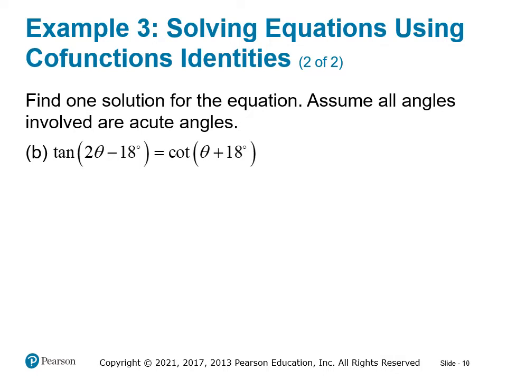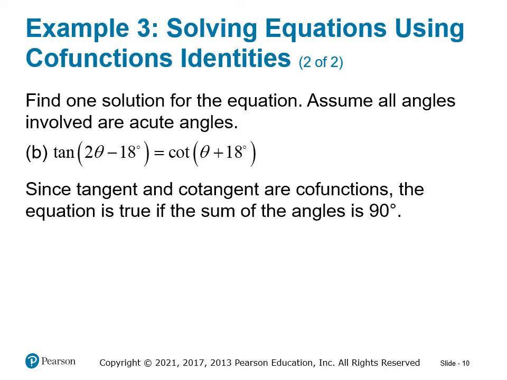Okay, same thing here. The angles have to be complementary. They have to sum to 90 degrees. So we add them together. 2 theta minus 18 plus theta plus 18 equals 90. We get 3 theta equals 90 and theta equals 30. Okay? Went through that pretty fast, but you can pause it. You can look at it again. But this is just the idea about cofunctions. The cofunctions are equal for angles that are complementary.